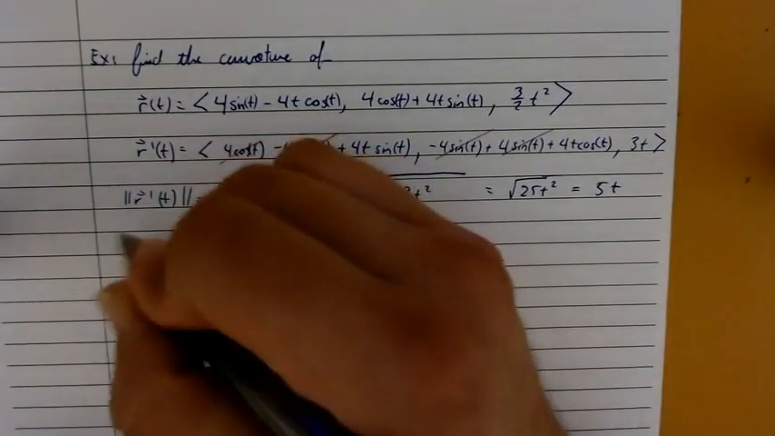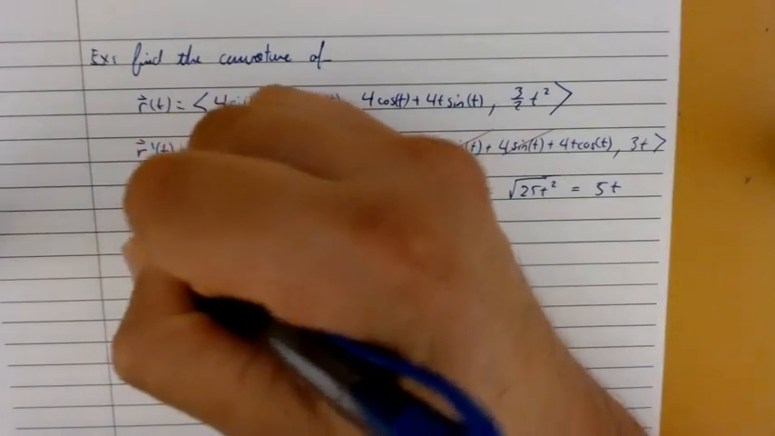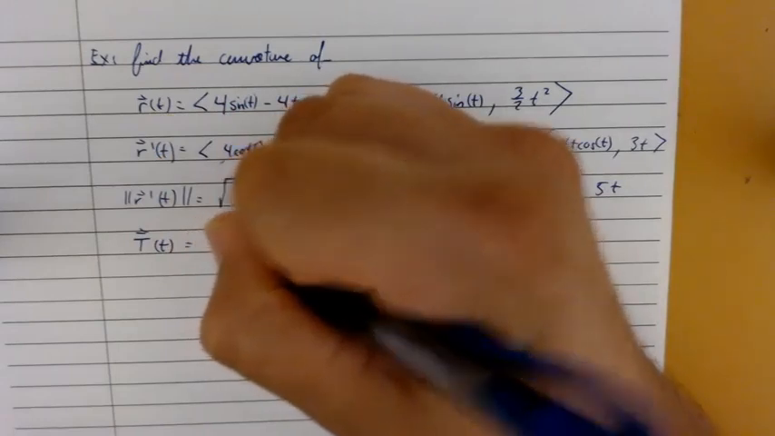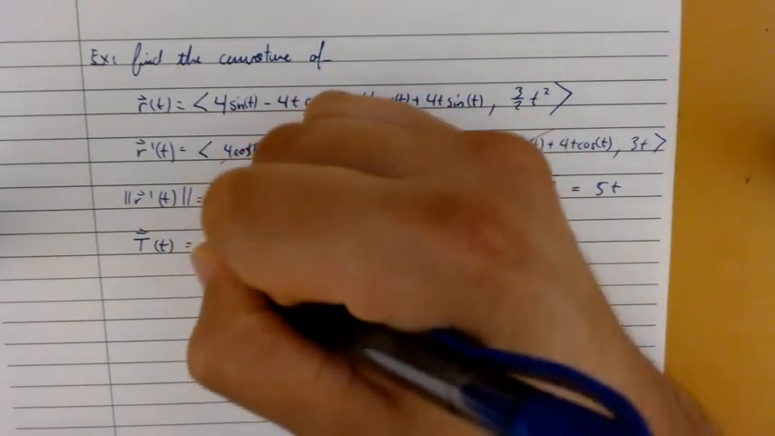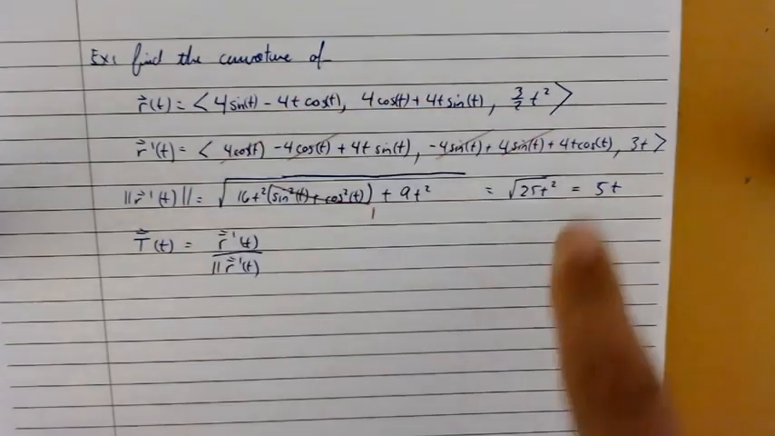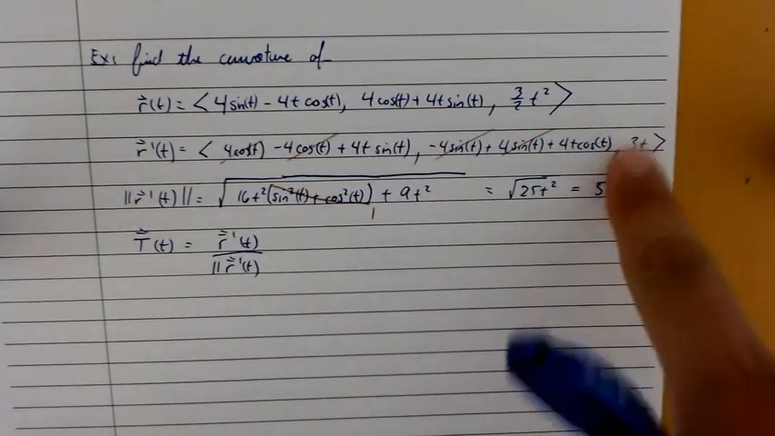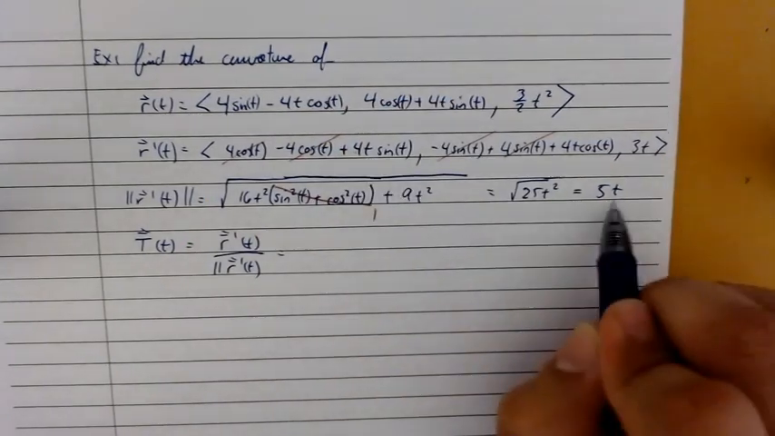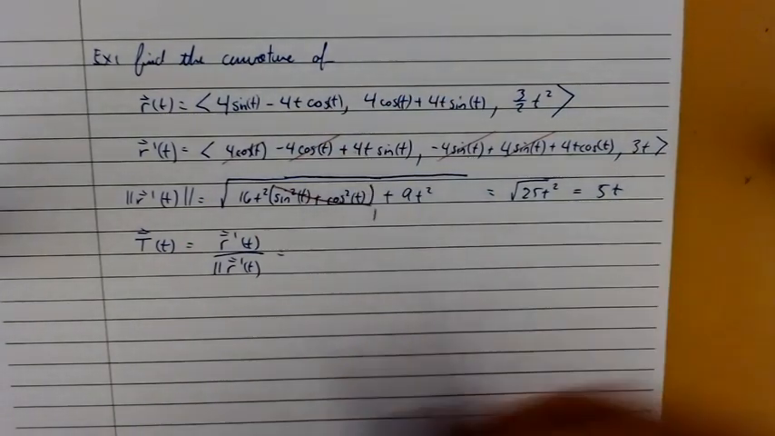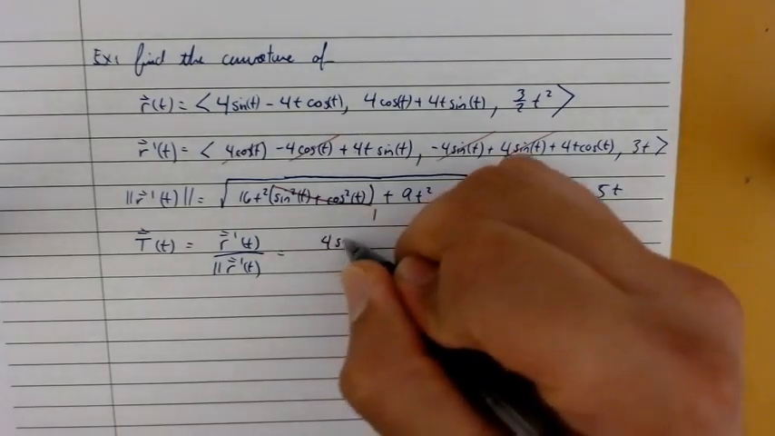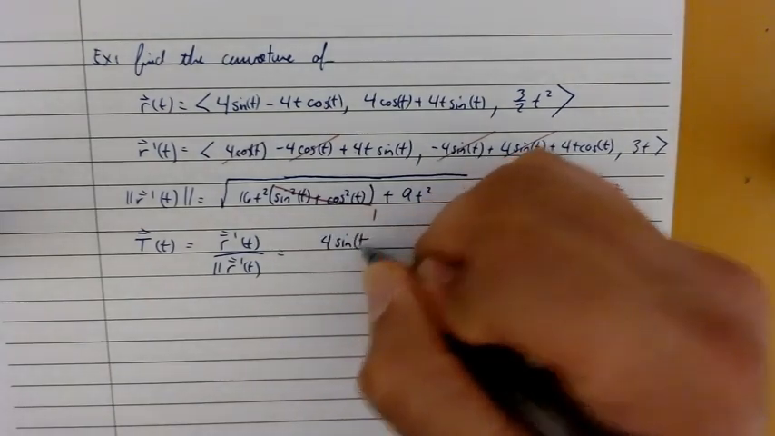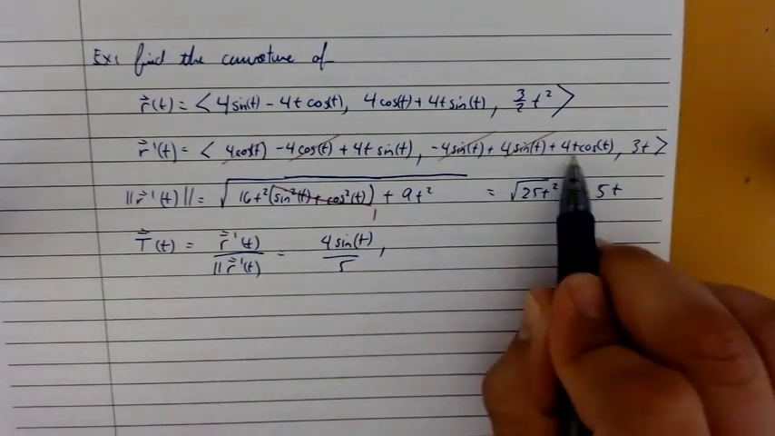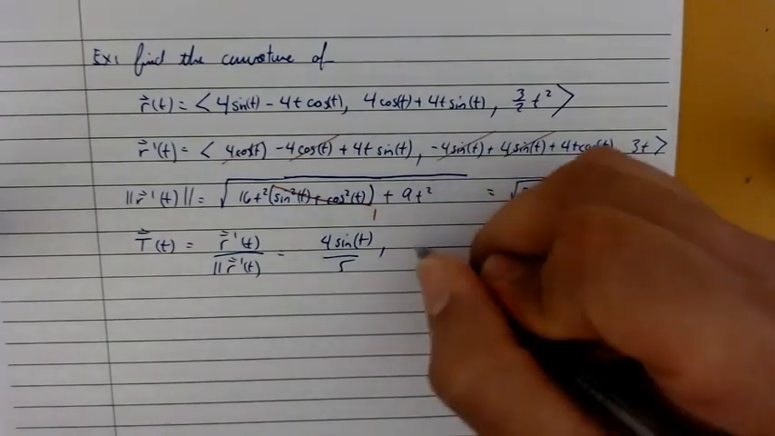All right, so now we're going to put these together to find T of t. We're going to find the unit tangent vector, which is simply r prime of t over the magnitude of r prime of t. In other words, we're dividing these two things, this one by this one. So that's going to be 4t sine of t over 5t. Well, the t's divide away, and that just leaves me 4 sine of t over 5, comma. Same thing with this one. The t's divide away, and we're left with 4 over 5 cosine of t.